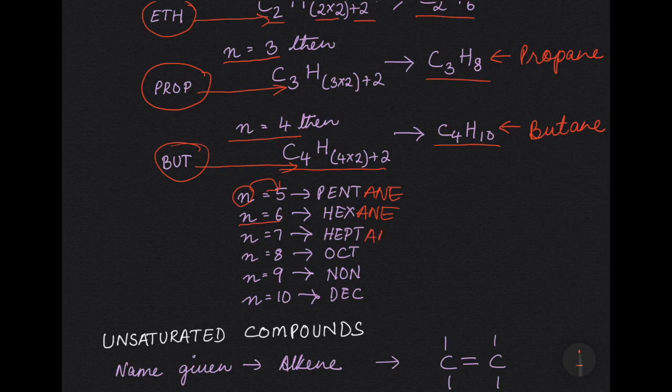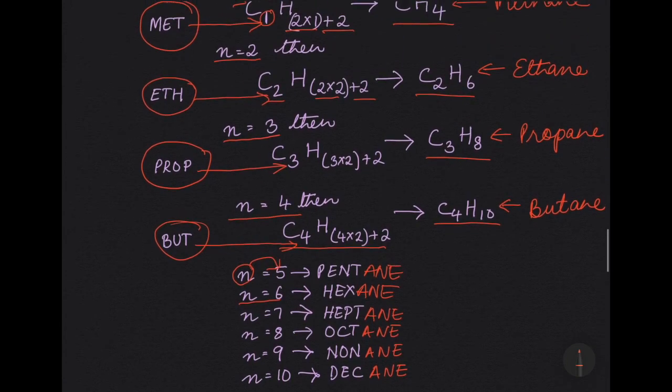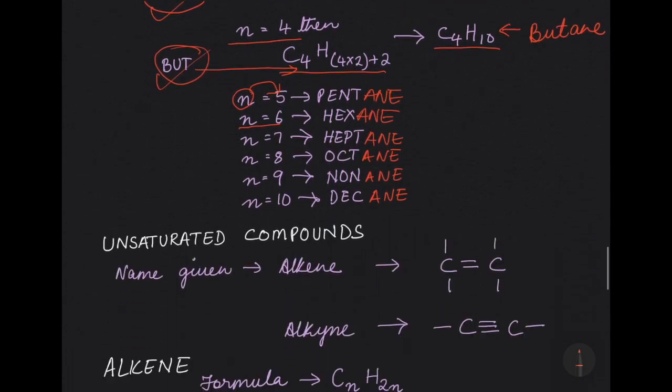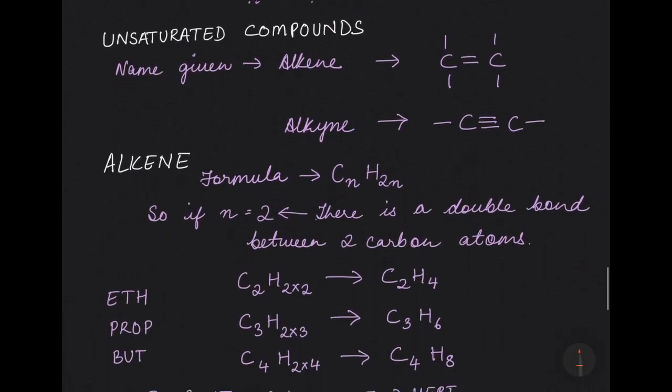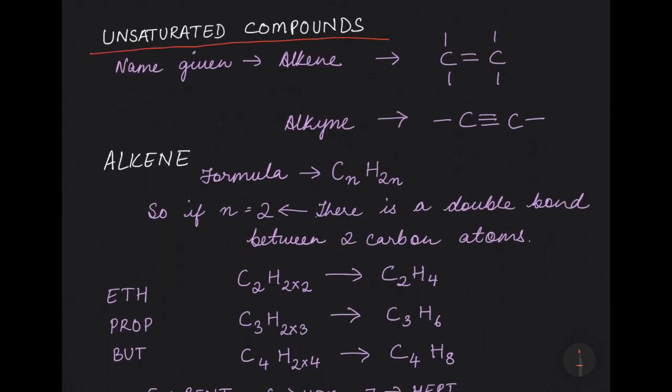7, heptane. 8, octane. 9, nonane. 10, decane. Okay, so the first 4 you have to remember: meth, eth, prop and but. Okay, now coming to unsaturated compound, the general name given to it is alkene. There is a double bond between 2 carbon atoms, and if it is an alkyne, there will be a triple bond between 2 carbon atoms.